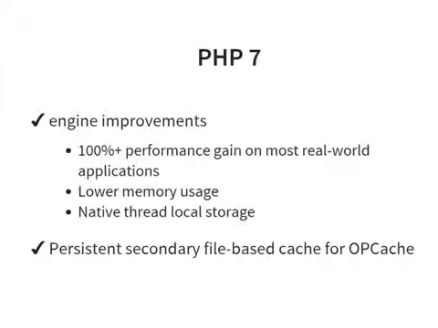The biggest thing that I think people will notice is that it's fast. It's really, really fast. Over 100% performance improvement on most real-world applications. So if you have a WordPress or a Drupal or even your own custom-built stuff, chances are pretty good that your website will be twice as fast after you upgrade to PHP 7. And it shouldn't break anything. There are a few minor changes here and there that you need to go through the release notes, but for the most part, pretty much every piece of code that runs well in PHP 5 will run unchanged in PHP 7. It'll also use less memory, and native thread local storage for threaded environments, specifically Windows.